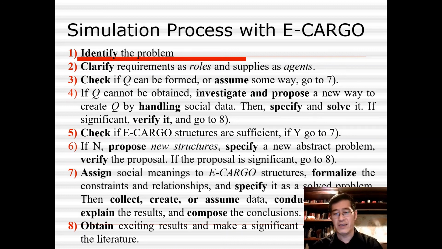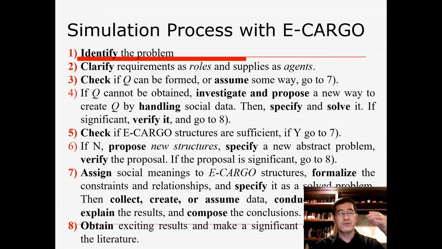Yeah, like the number of agents, number of rows, or what we call the row requirement for L. And then if that is not enough, you can introduce a new one, specify it and make it a new abstract problem, and then propose it. If it's significant, you get a new publication, right?